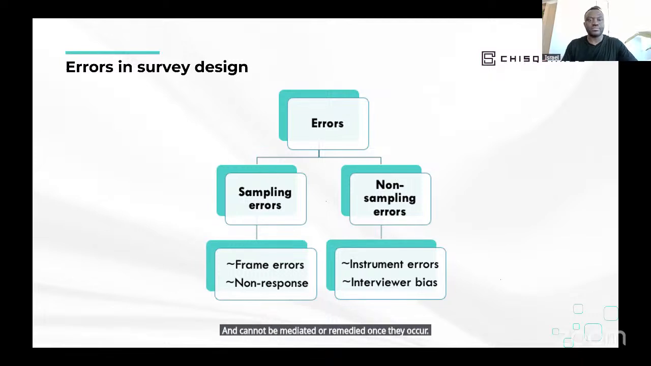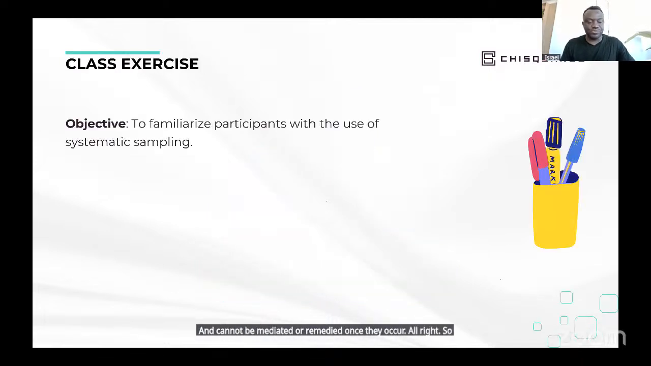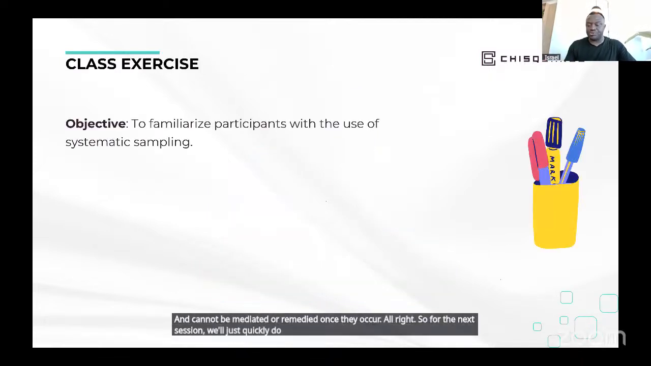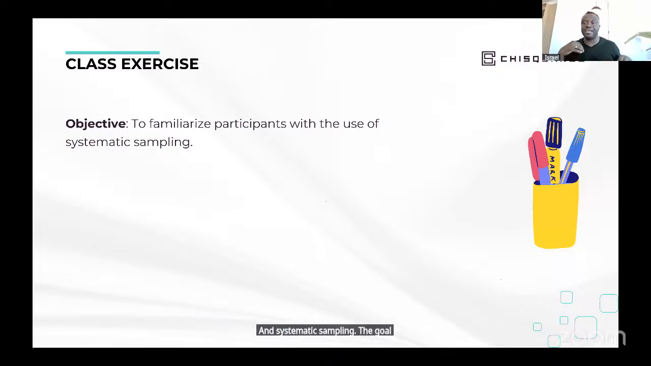All right, so for the rest of the session, we'll quickly do the two sampling methods for today, which are simple random sampling and systematic sampling. The goal is to make sure that we have some practical experience with that, so that when we're applying it in our work, it would make sense for us.